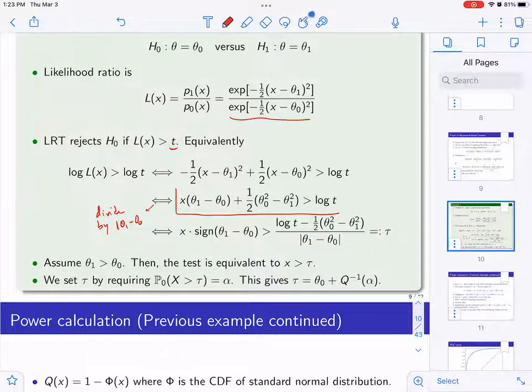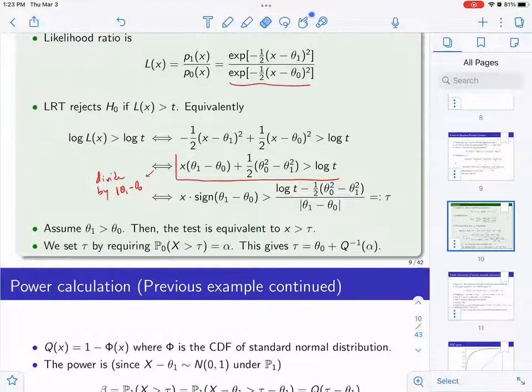So this is what you often do when you solve these types of problems. You don't necessarily have to worry about the original threshold. You simplify things and you figure out the test rejects if x times the sign of this is bigger than tau. Now I'm going to figure out the tau. I don't have to worry about the original threshold. So let's say theta 1 is bigger than theta naught. The test is just simply x bigger than tau. So a likelihood ratio test rejects if the observation is bigger than the threshold, which is very intuitive.